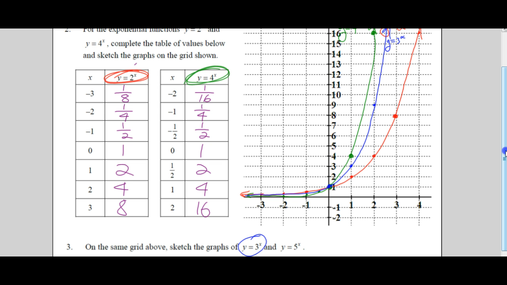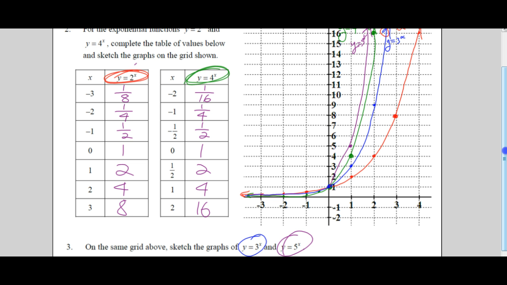And 5 to the x, I guess all we got left is purple. So is 5 going to be in between 4 and 3, in between 3 and 2, to the right of 2, or to the left of 4? So let's throw in a 1. 5 to the 1 is going to be 5. Right? And then 5 squared is 25. That's like way off already. 5 to the 0 is 1. So we're going to go from here to here and then up. So this is y equals 5 to the x.